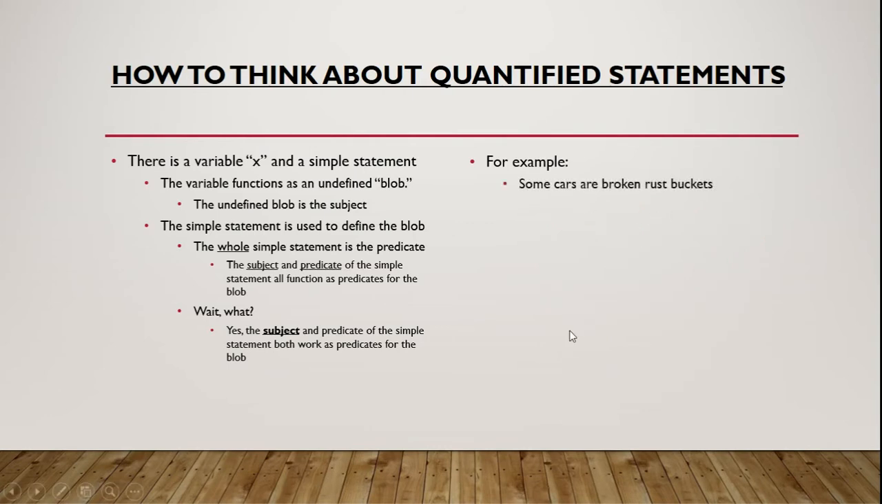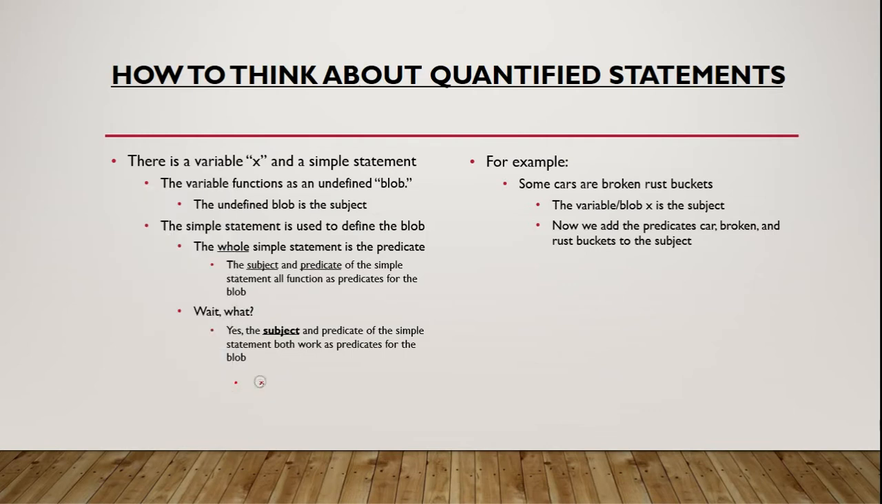Some cars are broken rust buckets. The variable, or the blob X, is the subject. Now we're going to add the predicates car, broken, and rust bucket to the subject. So let me write the subject out. We have the variable X.